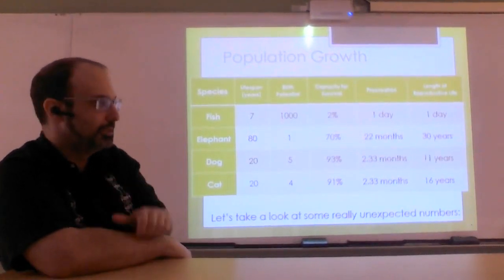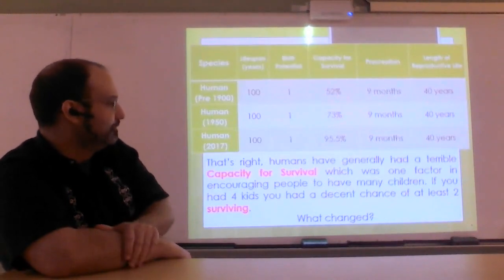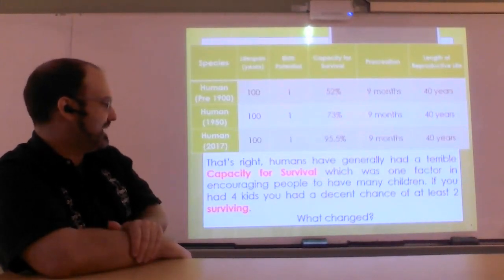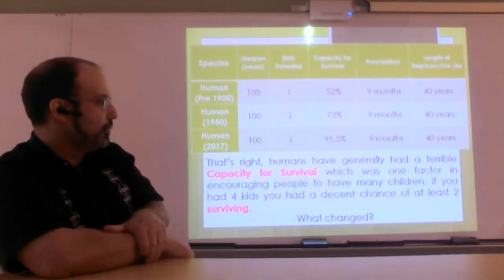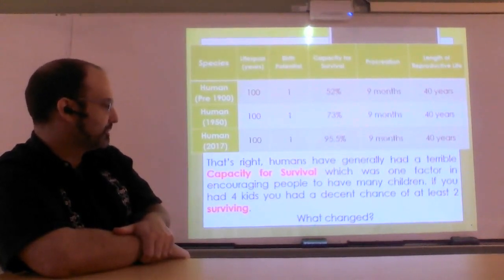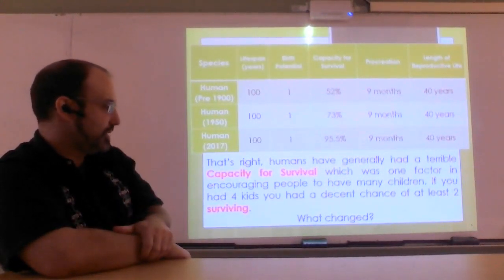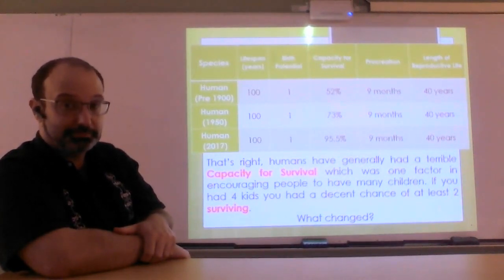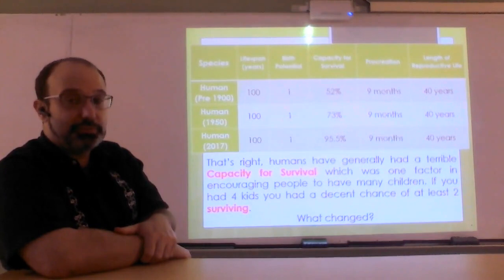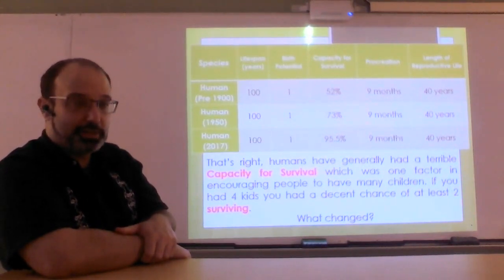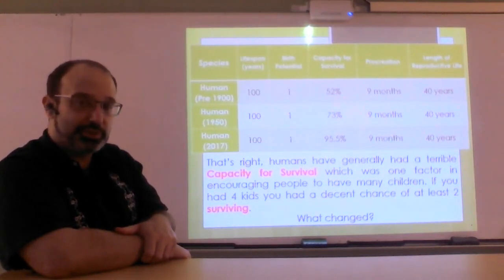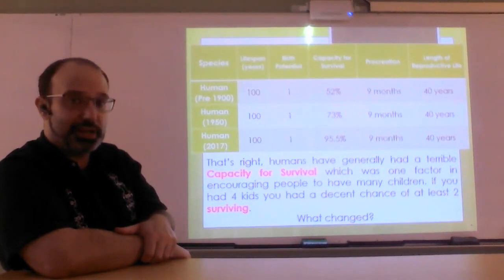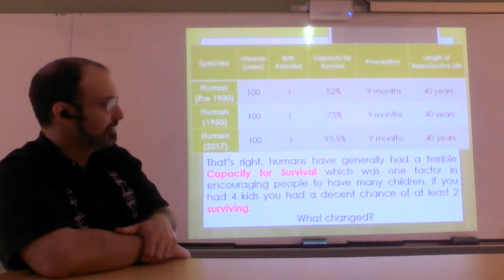Ugh. What's going on here? That's right. Humans have generally had a terrible capacity for survival, which is one factor in encouraging people to have many children. If you have 4 kids, you have a decent chance of at least 2 surviving to being adults. In the old days, people used to have big families for a range of reasons, one of them being it was hard to ensure that they would survive. There's an old saying, an heir and a spare, for a reason. You needed someone to take over, and someone just in case that first guy didn't make it.